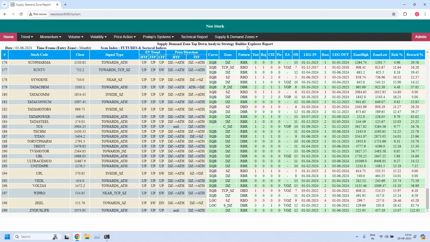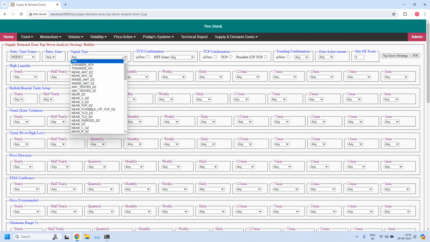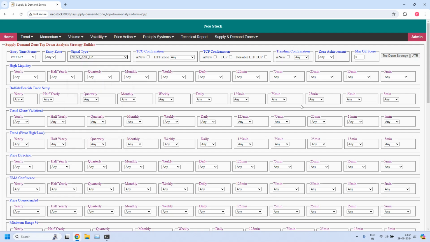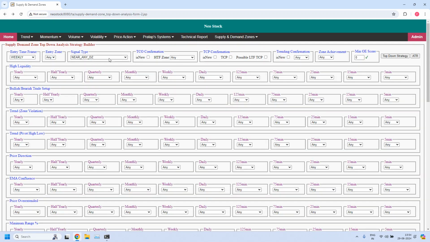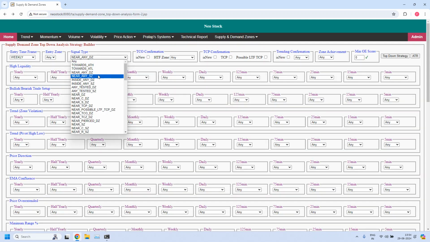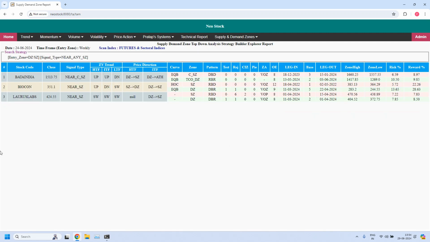Now I will generate the weekly reports. So now I am going to generate weekly reports. So I am selecting a weekly time frame. First, let us find the stocks near weekly demand zones. 4 stocks are filtered. Going back. Now let us find the weekly supply zones. Stocks near weekly supply zones. 3 stocks are filtered.